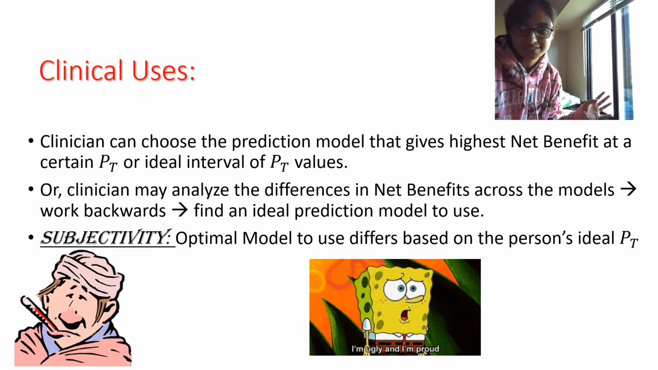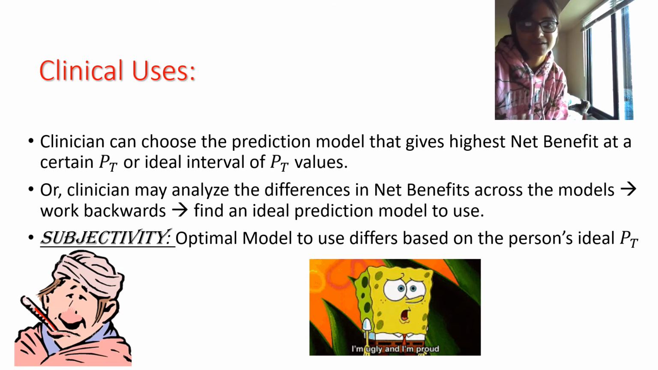Or you could just choose one based on an ideal probability threshold that you already have to begin with. Let's say that your threshold is already like 20% or 30%, then just choose the predictive model that already has the highest net benefit for your predicted probability threshold.